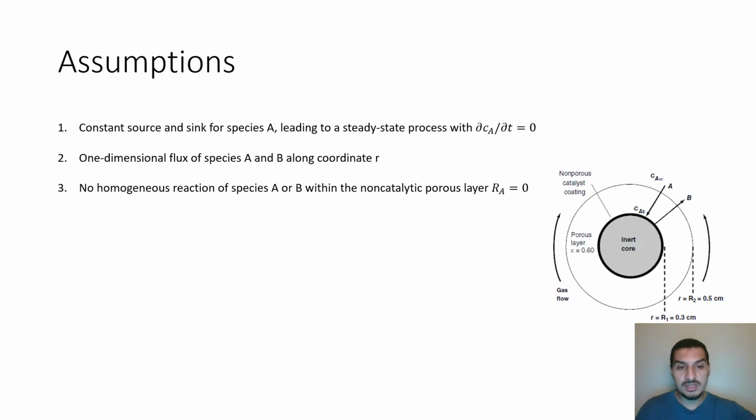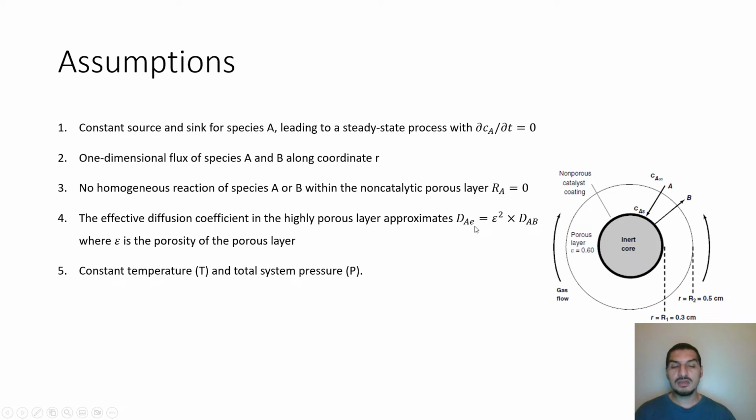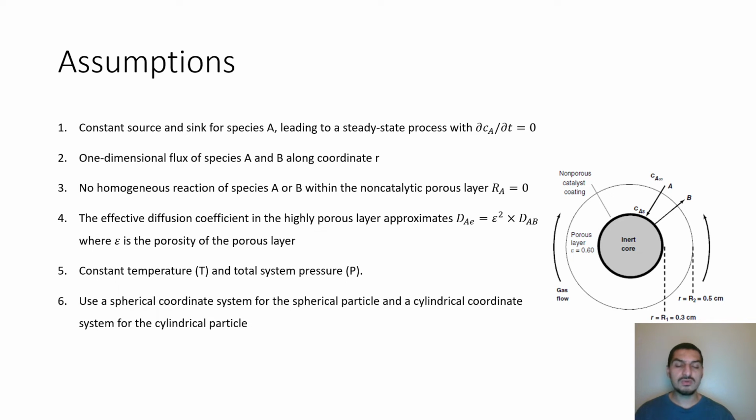We don't have any homogeneous reaction. The reaction takes place at the catalyst surface, and the effective diffusion coefficient is going to be the diffusivity that we have as given in the problem multiplied by epsilon squared. This is according to diffusion in porous materials, which is what we know from before. We know epsilon and we know DAB, so we can easily calculate DAE. And the temperature and pressure are constant.